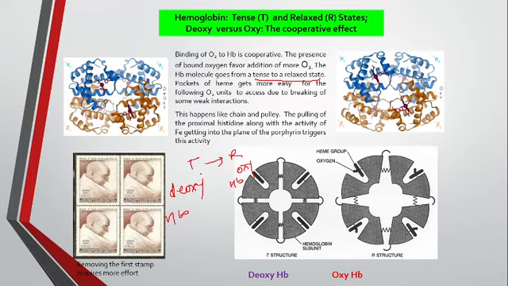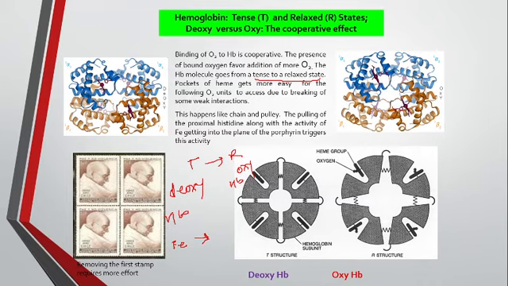What happens here? In the T state, this Fe is present above the plane of the porphyrin ring. Okay, and whenever oxygen binds to the Fe, this Fe gets pushed into the porphyrin ring and converted to the planar state. And that planar state has the high ability to bind oxygen.